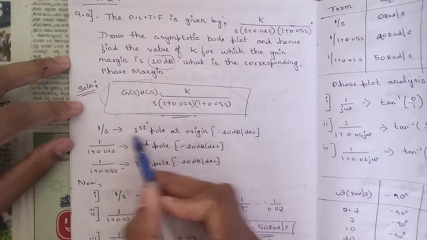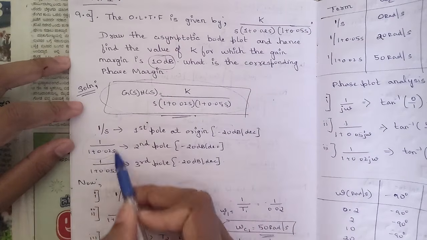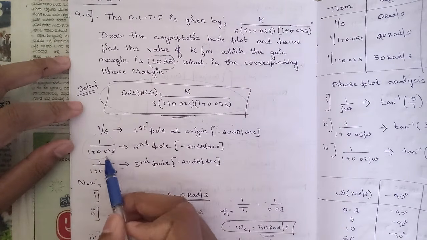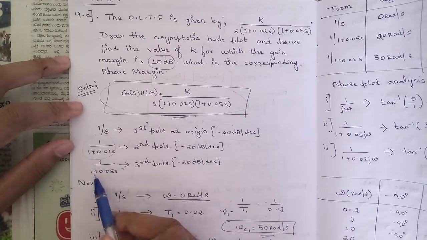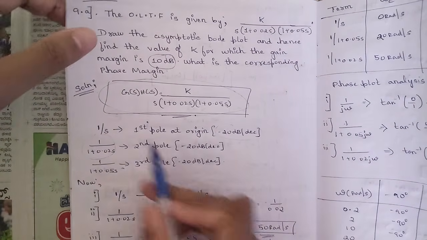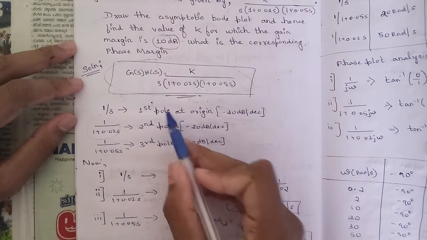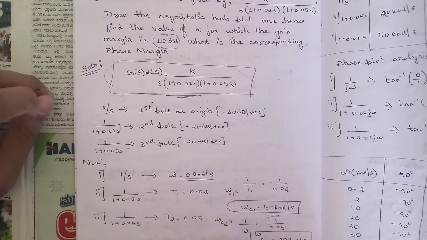This is the first pole at origin, that is minus 20 dB per decade. This is the second pole, 1 by 1 plus 0.02s, and 1 by 1 plus 0.05s is the third pole. All are of minus 20 dB per decade since these are poles. That's why the change in slope is minus 20 in case of poles, and in case of zeros the change in slope is plus 20.